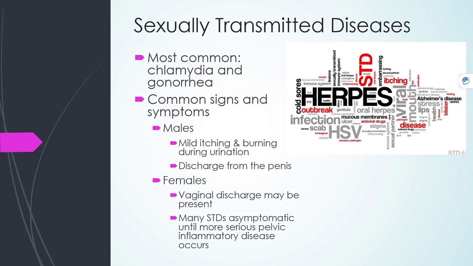Gonorrhea is the second most common STD in the United States. It is characterized in males by a pungent, thick, milky yellow or greenish discharge and a burning sensation during urination. In women, the condition is often asymptomatic until it progresses to pelvic inflammatory disease.